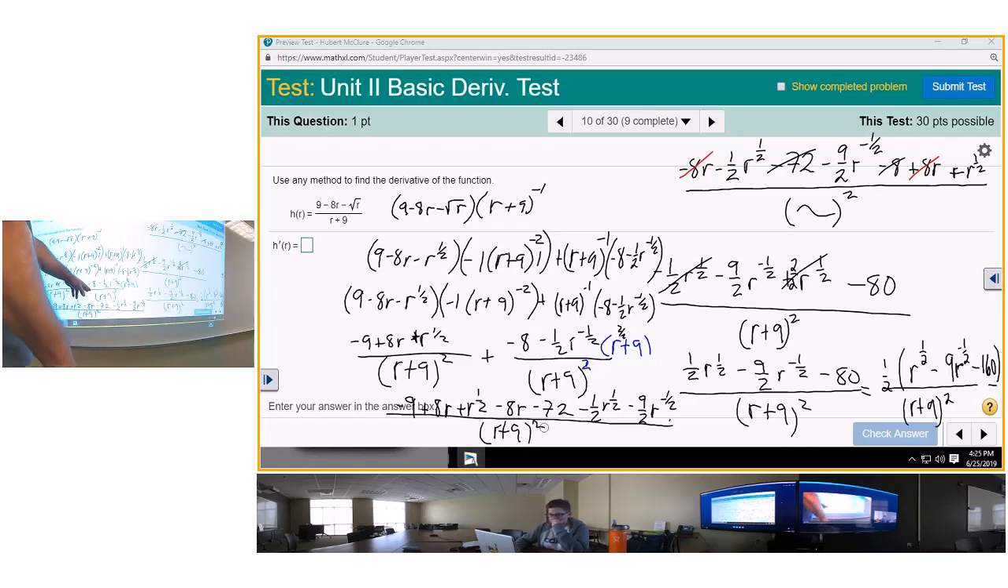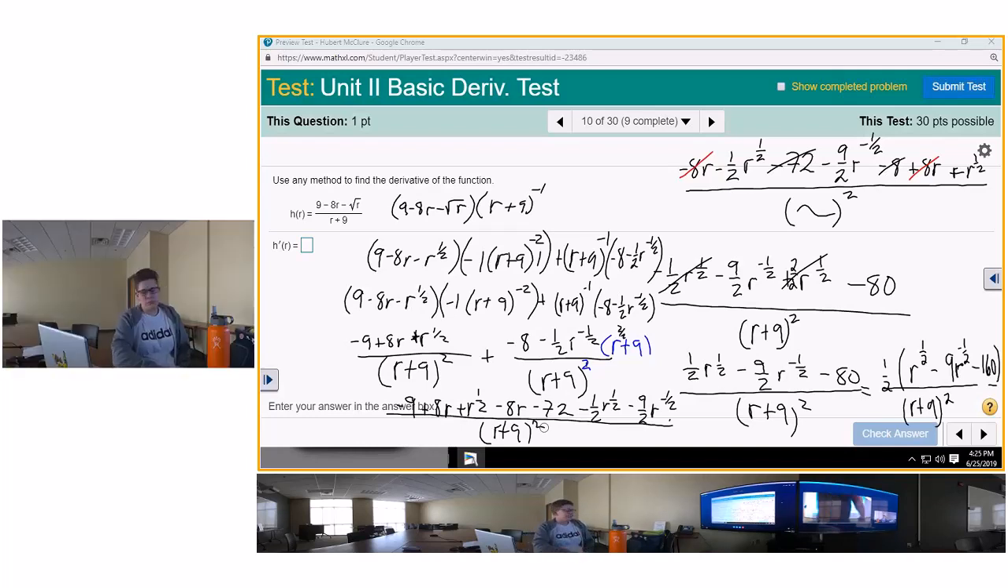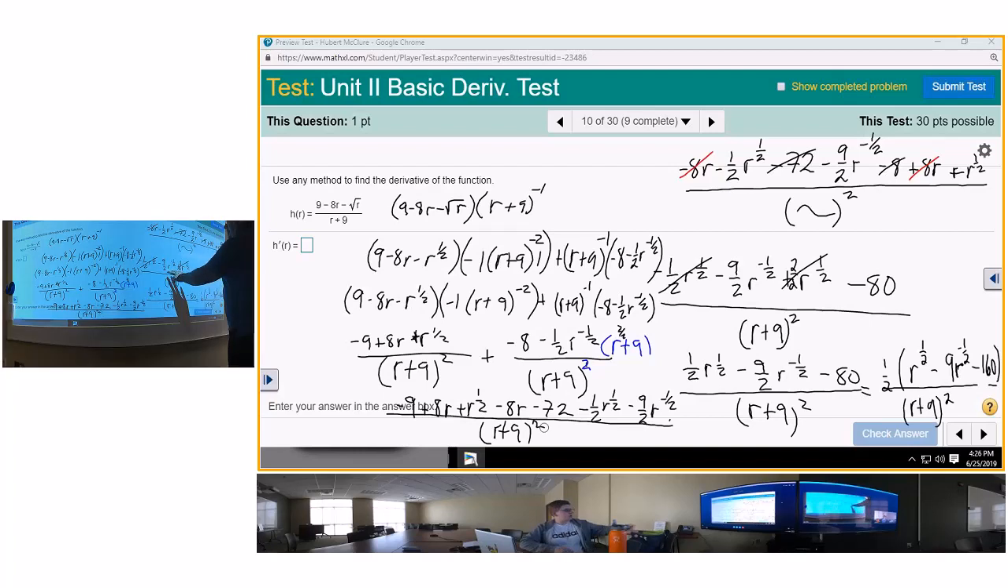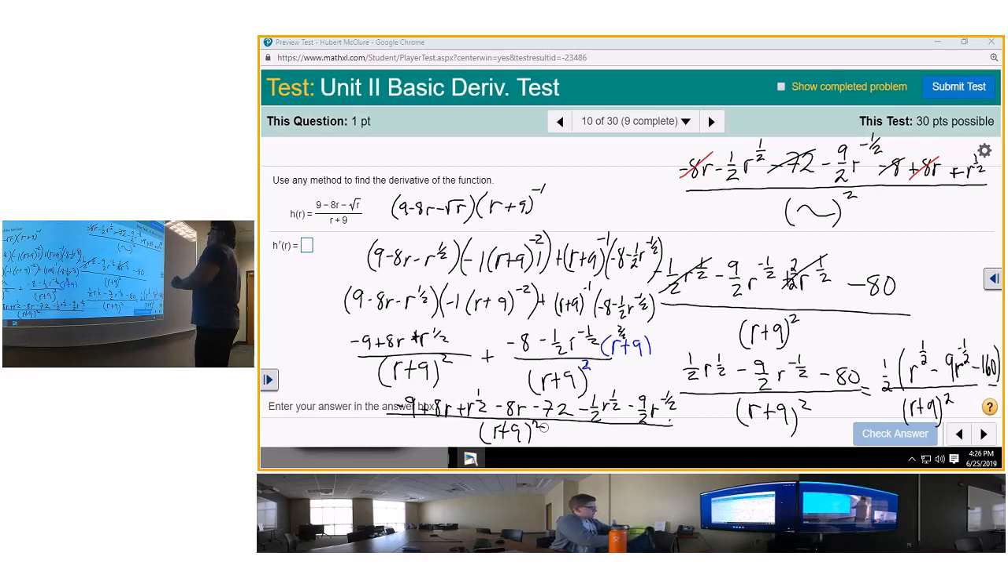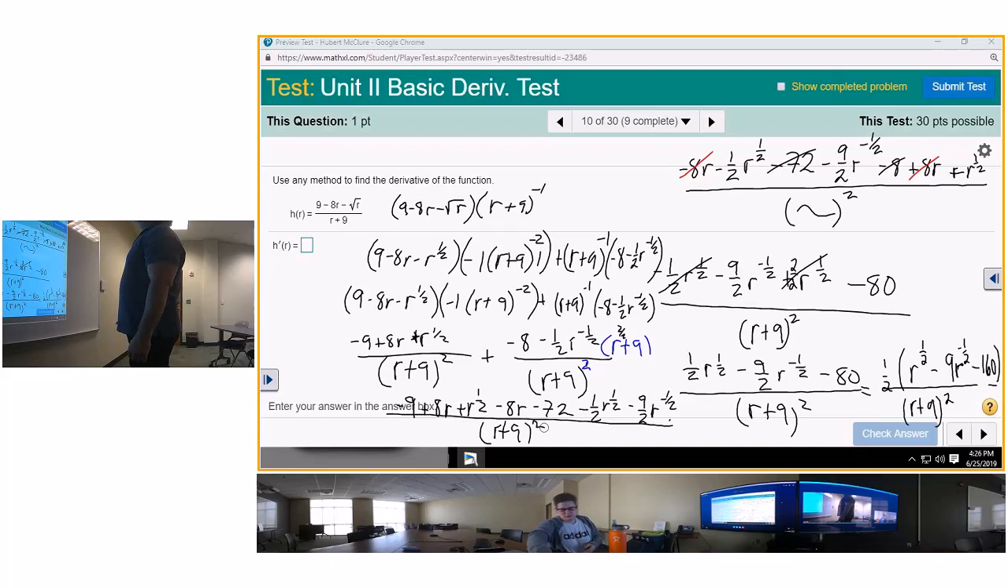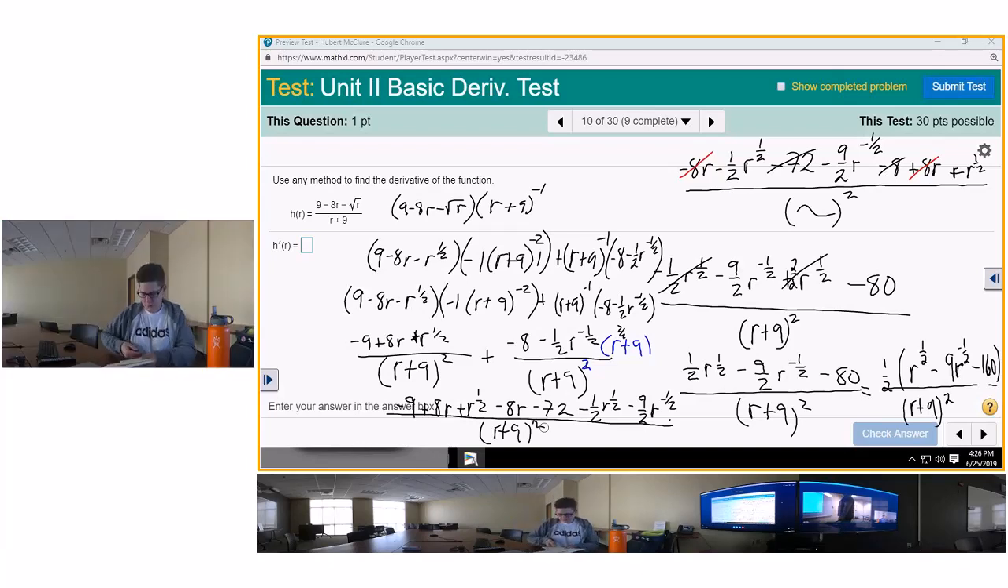We got the negative 72. There's the negative 72. I don't see the 8. There's the negative 9/2 r to the 1/2. There's the 1/2 r to the 1/2. Y'all see if I got an 8 somewhere? There should be an 8 somewhere because I got an 8 right here, unless this is wrong. That 8 right there could be wrong. I could have written it twice. Denominator times numerator prime.